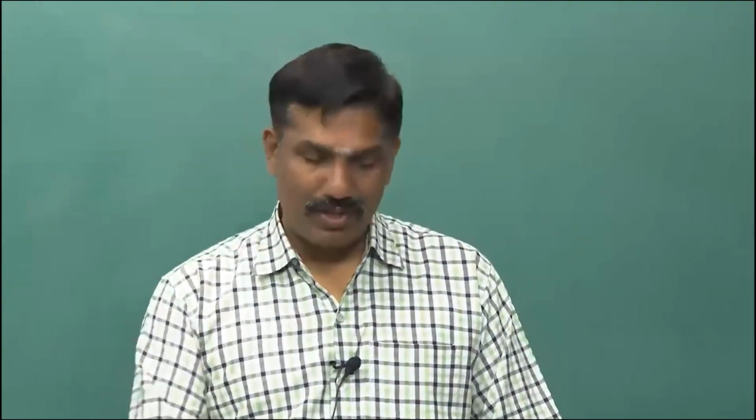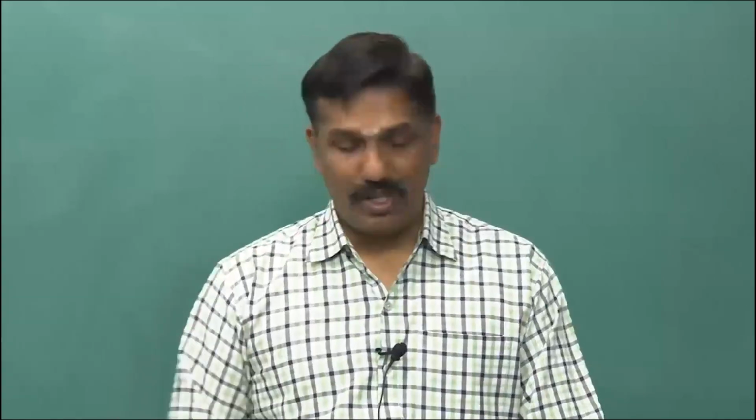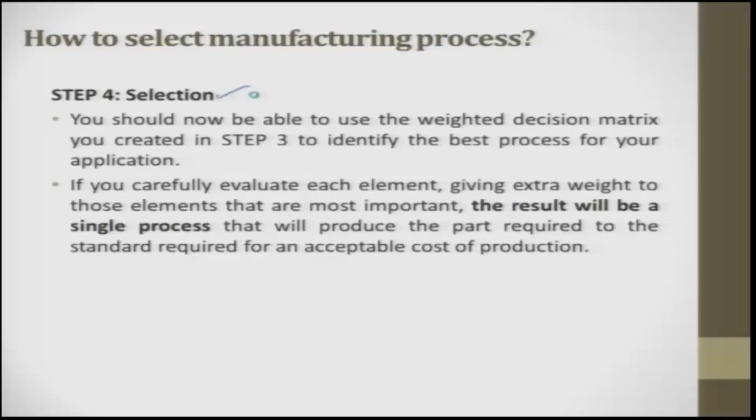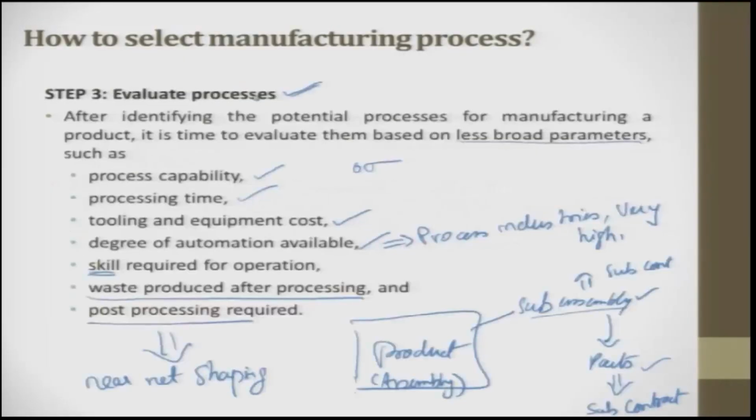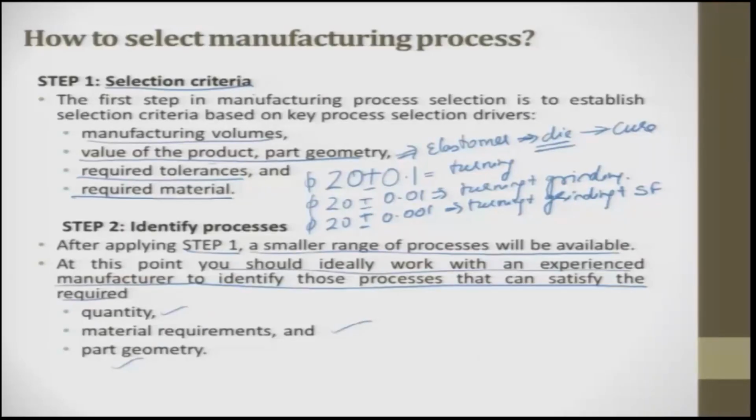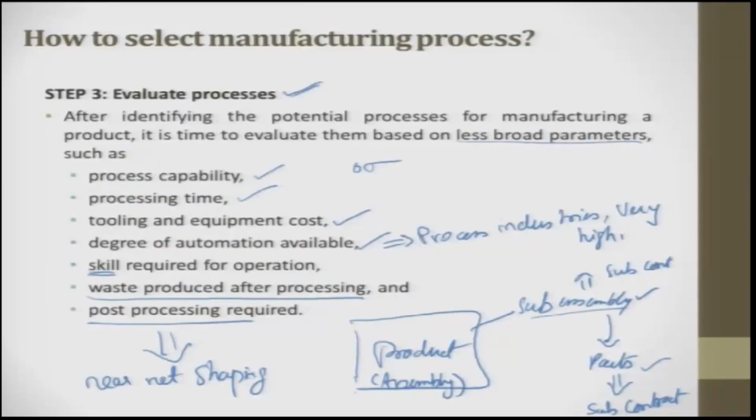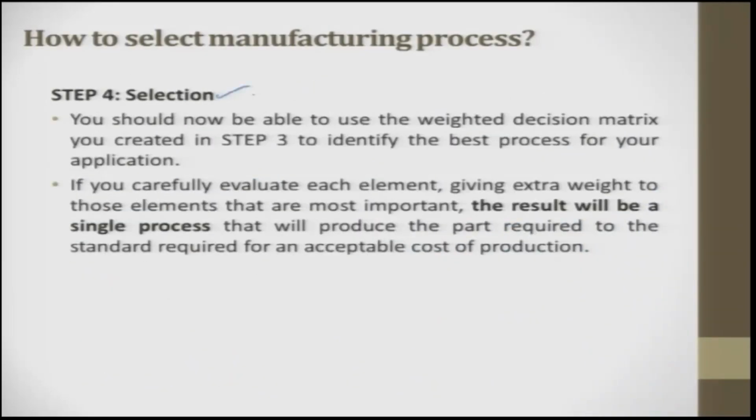And in the same way, when you try to talk about chips which are getting produced, it is the same thing. What do I do with the chips? So, the selection, after doing these three, first what did you do? You had a selection criteria, then you identified a process, then you evaluated the process, then the fourth step is selection.